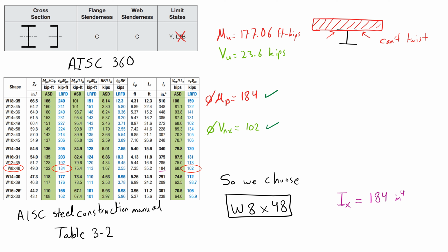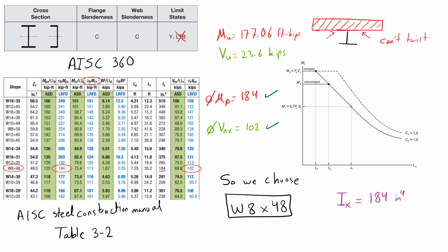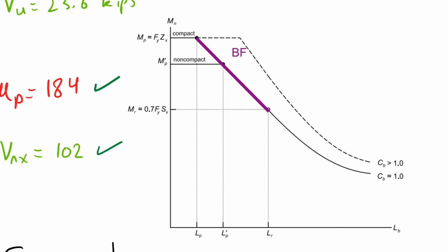The other values in the table refer to the reduced bending strength due to lateral torsional buckling at unbraced length L sub r, and BF is the slope of the linear segment between M sub p and M sub r to linearly interpolate the bending strength in case the unbraced length lies in between L sub p and L sub r.